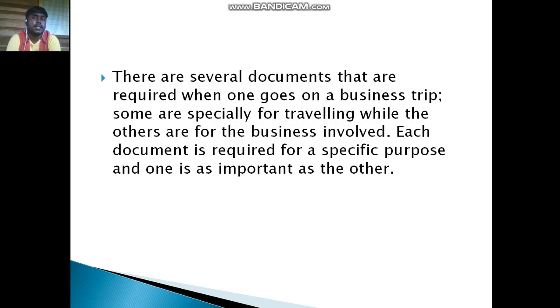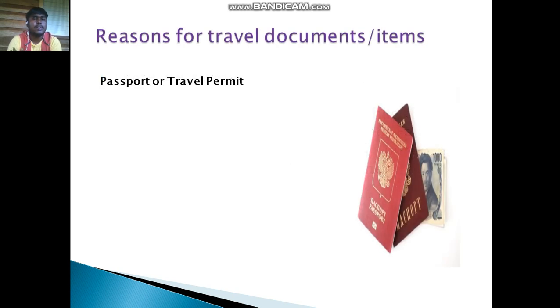There are several documents that are required when one goes on a business trip. Some are specifically for traveling, while the others are for business involved. Each document is required for a specific purpose, and one is as important as the other. So this is basically telling you that there are various documents that we have to have when we're traveling, and that none of these documents is more important than the other. All of these documents have equal weight in their importance. So we're going to look at some of these documents and the reason to have these documents.